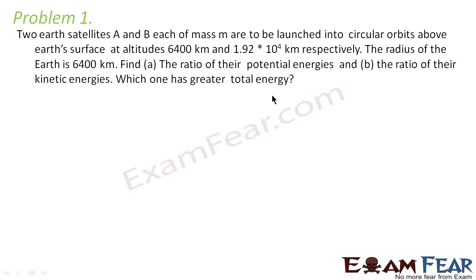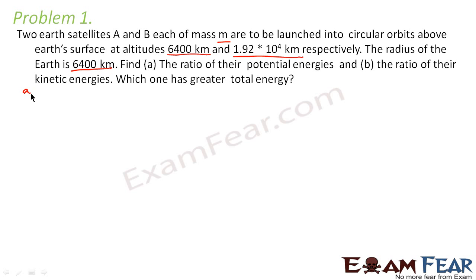It says two Earth satellites A and B, each of mass m, are to be launched into circular orbits above Earth's surface at altitudes 6,400 km and 1.92 × 10^4 kilometers respectively. The radius of the Earth is 6400 kilometers. Find the ratio of their potential energies and the ratio of their kinetic energies. Which one has greater total energy?